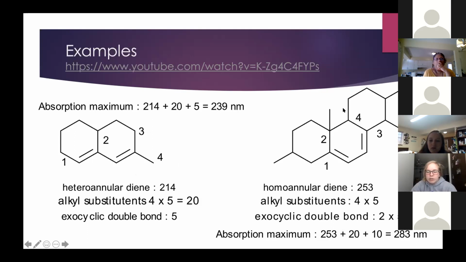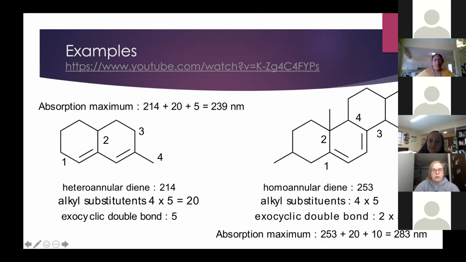And then the same thing for the one on the other side. But this one is homoannular because these 2 double bonds are within the same ring. So then your base value is going to be a little different. And then you're going to figure out all of your substituents, multiply those by 5. And you also have an exocyclic double bond in this one. So then you're going to get a lambda max at 283 nanometers. And then I have this video also.